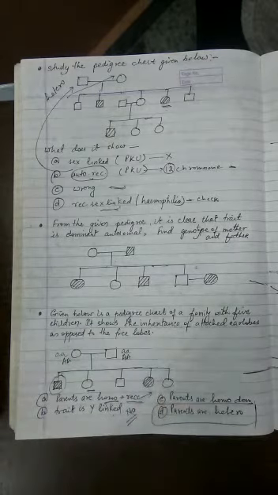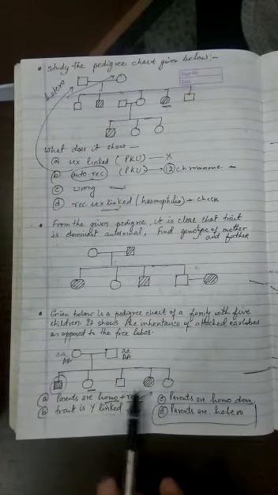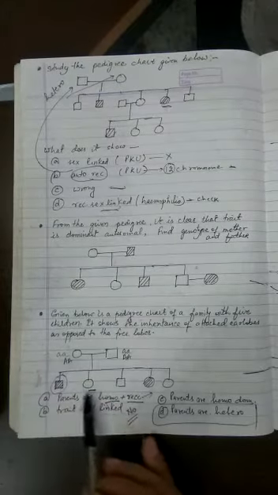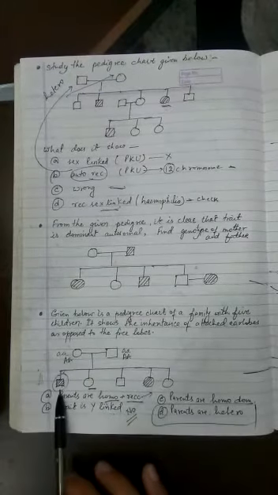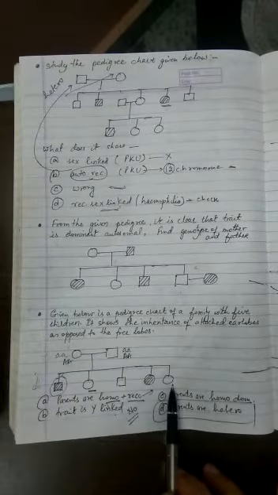Given below is a pedigree chart of a family with 5 children. So there is a family, female, male, and these are the 5 kids born. Remember, this is the first generation, this is the second generation, this is the sequence of children. Eldest is the son, then the daughter, then son, then daughter, and then the youngest is again the daughter.